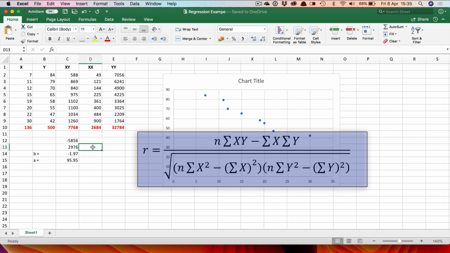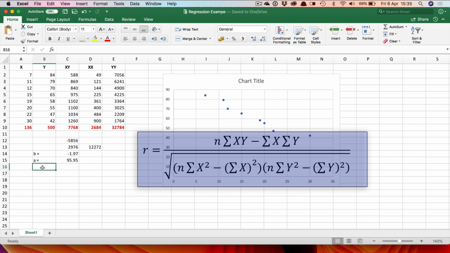So the other bit we need is n, which is 8, times sigma y squared, which is here, minus sigma y, which is squared. So notice it's essentially the same expression as we did here, but this involved x, whereas this is y. So if I calculate that, I get this answer.